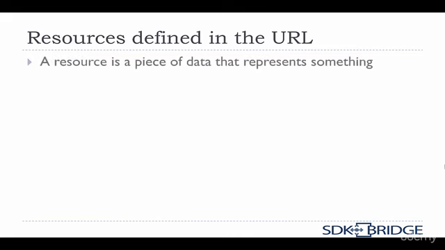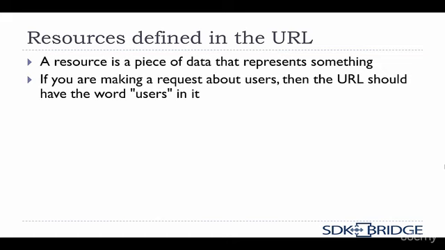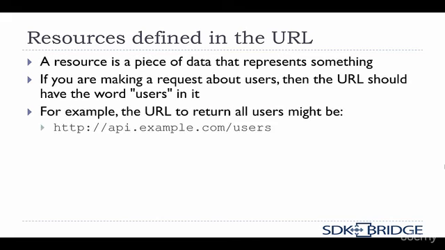One of the most important concepts in REST is the resource. A resource is a piece of data that represents something. In REST, the name of the resource that you are working with is specified in the URL. So for example, if you're making a request about users, then your URL will have user somewhere in it. Let's say you wanted to make a call to return all users.